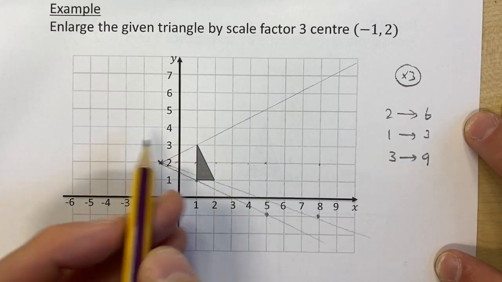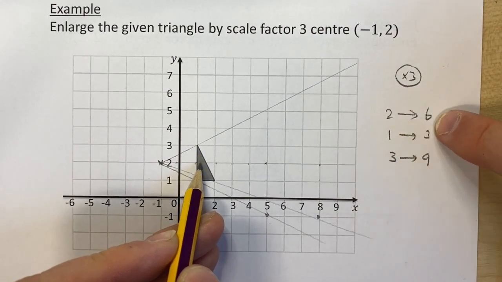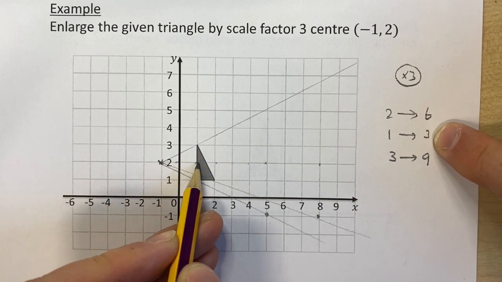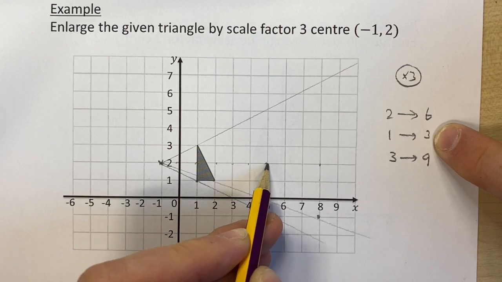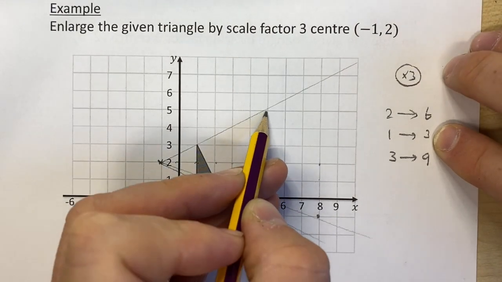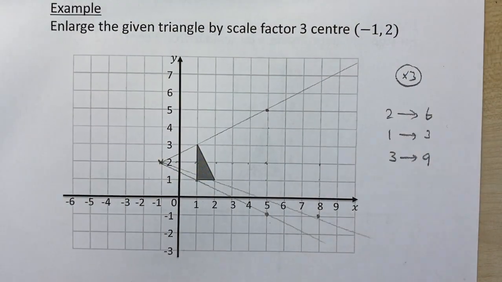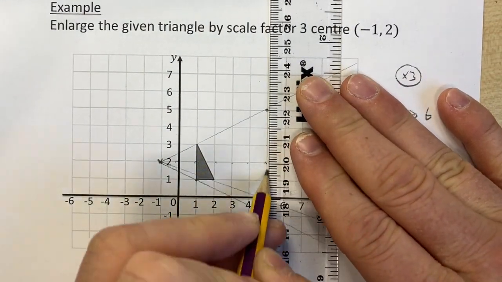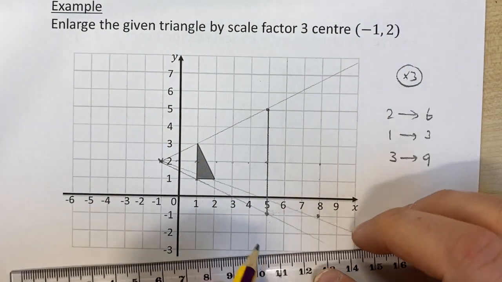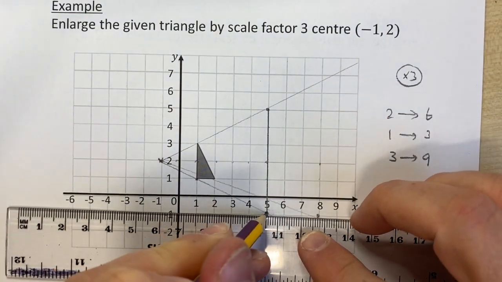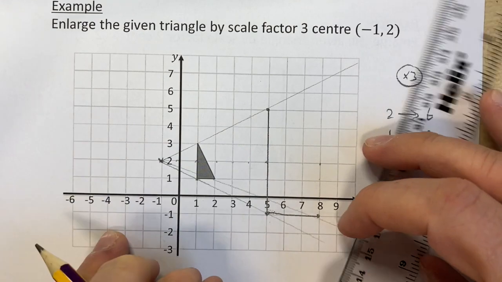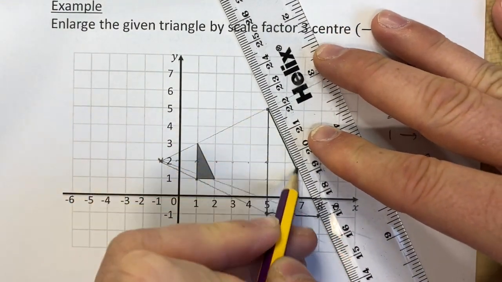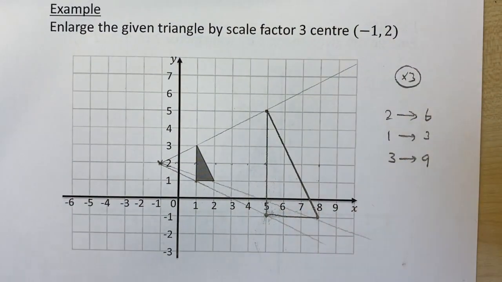Finally, this point here was 2 away, so we know that's going to be 6, and was 1 up, so that's going to now be 3 up. So 1, 2, 3, 4, 5, 6, and 1, 2, 3 up. And if you join those 3 points up, you'll see that we have enlarged the triangle by a factor of 3, but its position from the centre is also accurate. And there's our image.